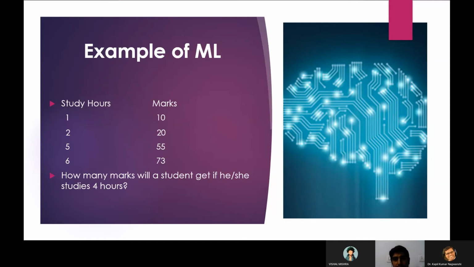So a basic example of ML, what does ML do? For example, as you can see, here are the study hours and here are the marks. So how many marks will a student get if he or she studies for 4 hours? What the machine learning model does is it studies the data and makes a formula which is the best fit and gives the answer.